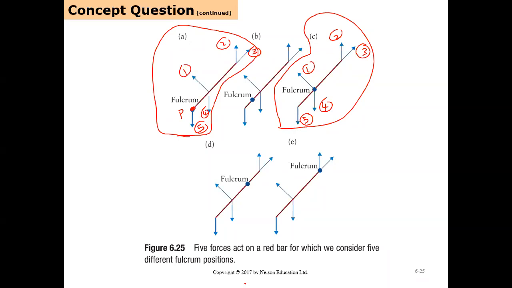Number 5? Positive or negative or 0? I think positive. Okay. Think. What do you think? You should know to be positive. Imagine 5 is the only force and the rod is pivoted around that fulcrum point. Which direction will it turn? Counterclockwise. So it is positive, right?